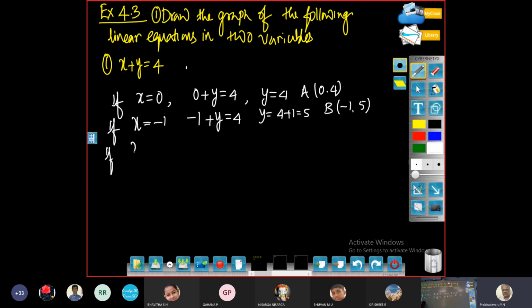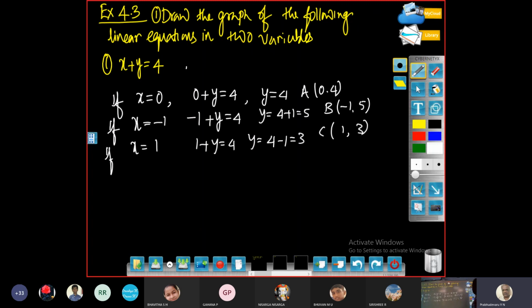If x is equal to 1, then it becomes 1 plus y is equal to 4. Y is equal to 4 minus 1, that is 3. Point C you can write as 1 comma 3. So 2 points are enough, but we have found out 3 points. Let us plot it in the graph now.